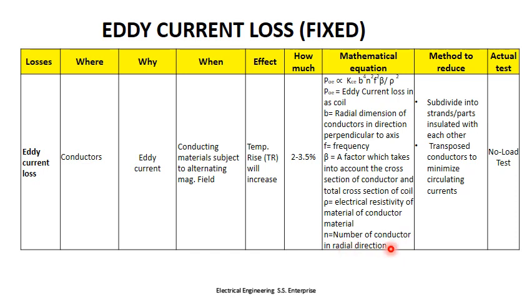How to reduce this eddy current loss? By subdividing into strands or parts insulated from each other, and by transposing conductors to minimize circulating currents. By using a no-load test, we can find the eddy current loss.